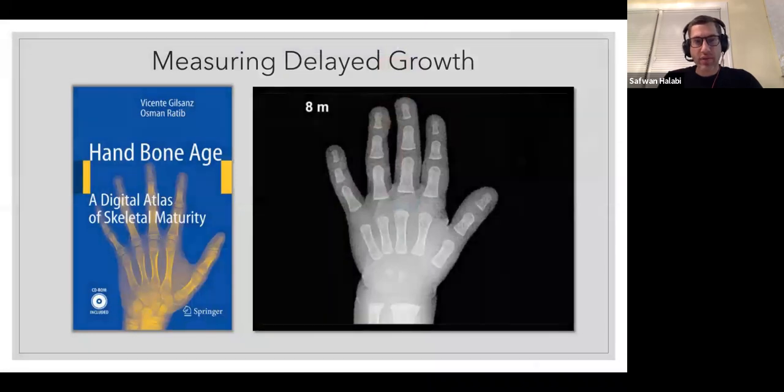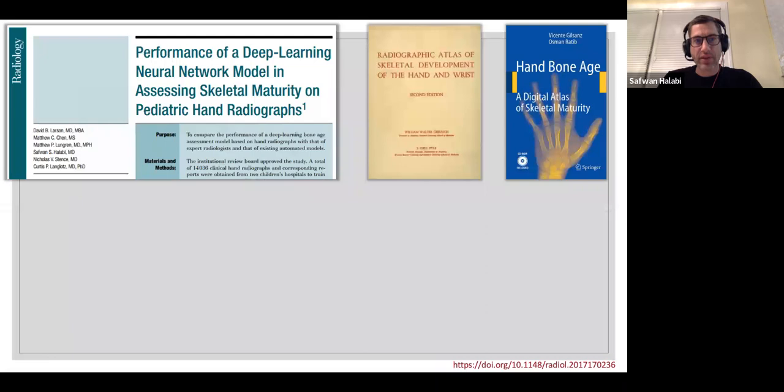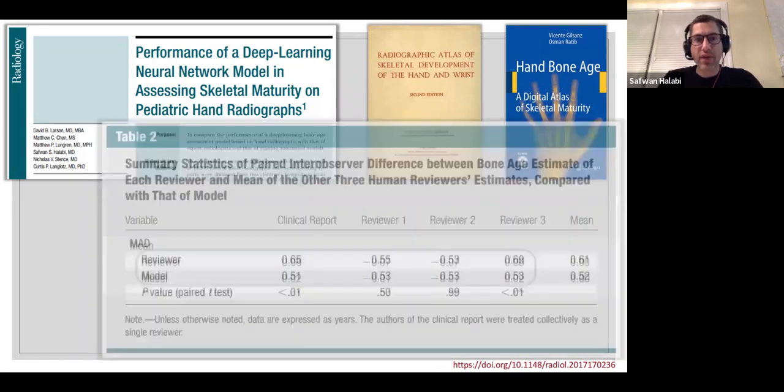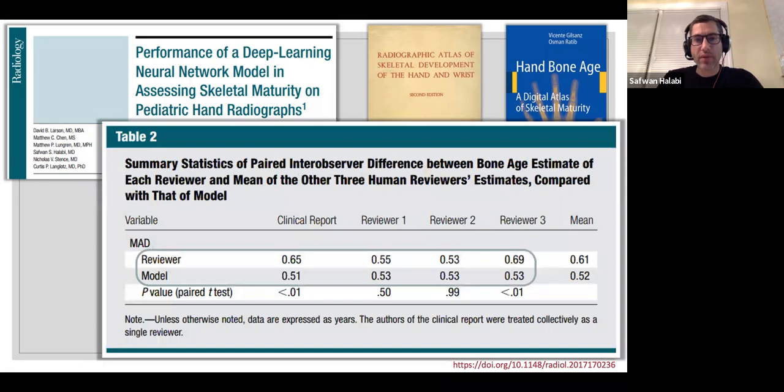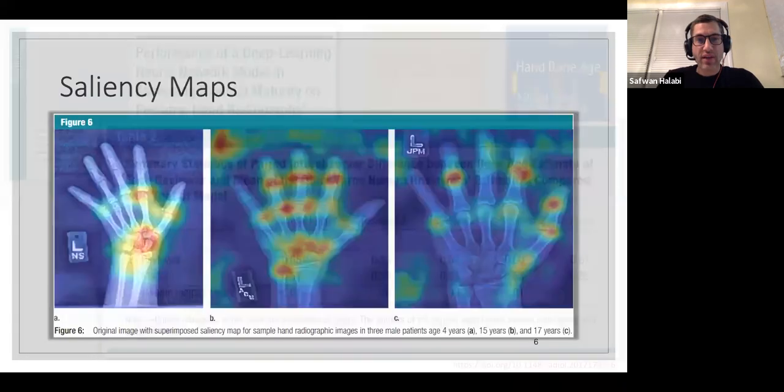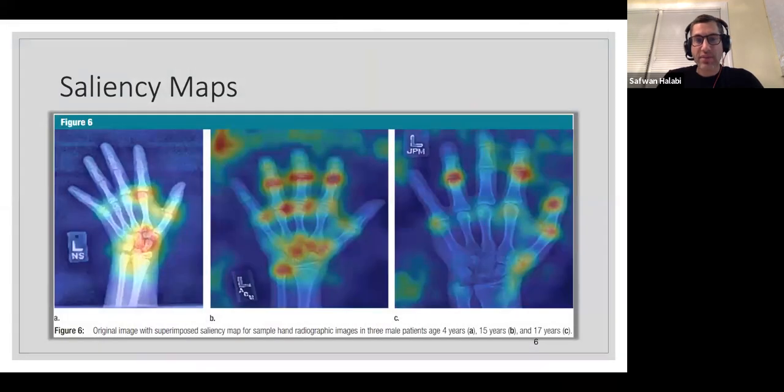So with the leadership of Dr. Larson on this Sentinel paper on using deep learning neural networks to assess skeletal maturity using these pediatric hand radiographs, we were able to build a model using deep learning that basically got to the point of being equivalent or better than a radiologist assessing the bone age. And you can see here with the saliency maps that the AI model was using similar locations to the standards that were used with human reviewers.